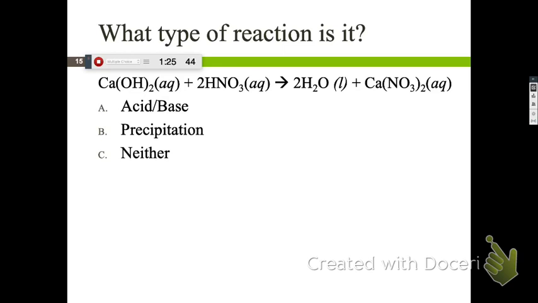What are we looking for? Based off of this description, what are we looking for in this reaction? How do we determine what this is? Go ahead, in the red shirt?